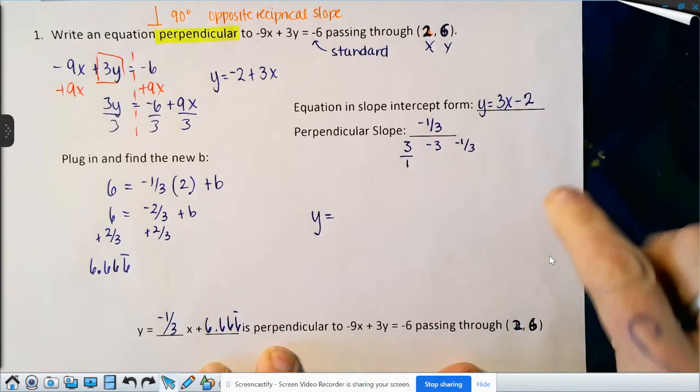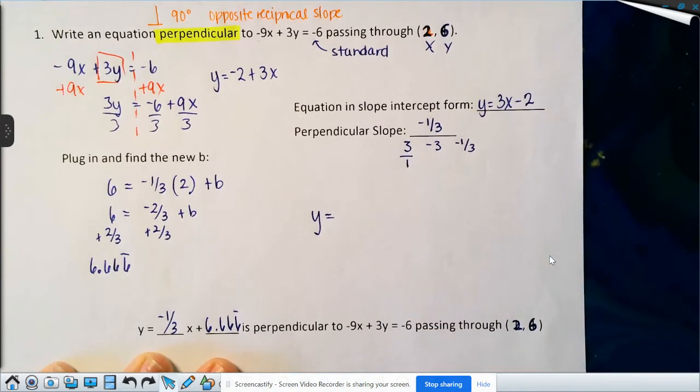The biggest thing, remember, that we've added relative to yesterday's notes is that you're going to have to put it in slope-intercept form, identify your slope, and figure out what they're asking for, whether it be perpendicular or parallel. Parallel has the same slope, perpendicular has opposite reciprocal slopes. Plug in your x and y and still solve for your new b value, and then just put it back together. All right, guys, that's perpendicular when starting in standard form.